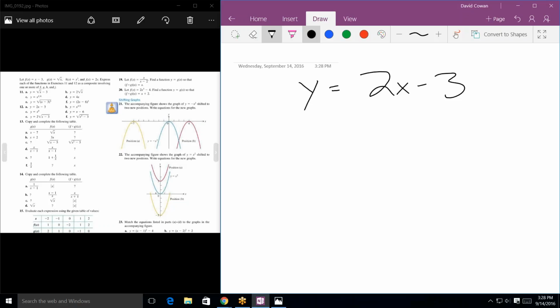So how would I express this in terms of these four functions? Well, what's 2x? 2x would be j of x. Yeah, so let me replace that with j of x minus 3. And I think that's the answer for 12a.